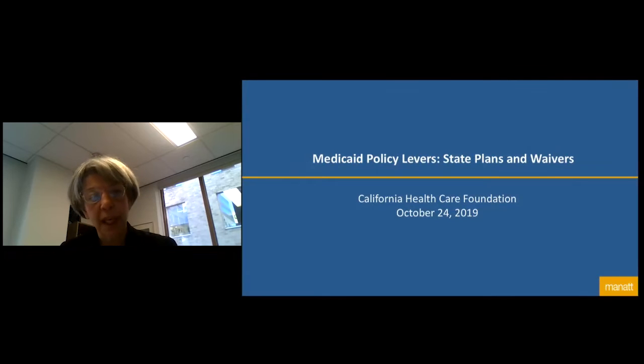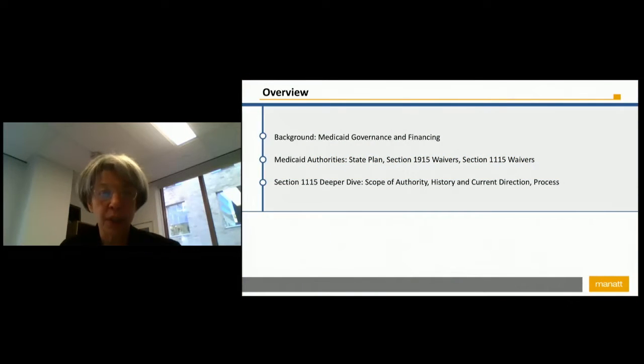Which is to explain, in exciting ways, state plans and waivers and the waiver process a little bit more deeply in a general way, to give everybody the background needed as a prelude to Jennifer's presentation, which is what's been happening in California on state plans and waivers in particular, and what are the opportunities ahead.